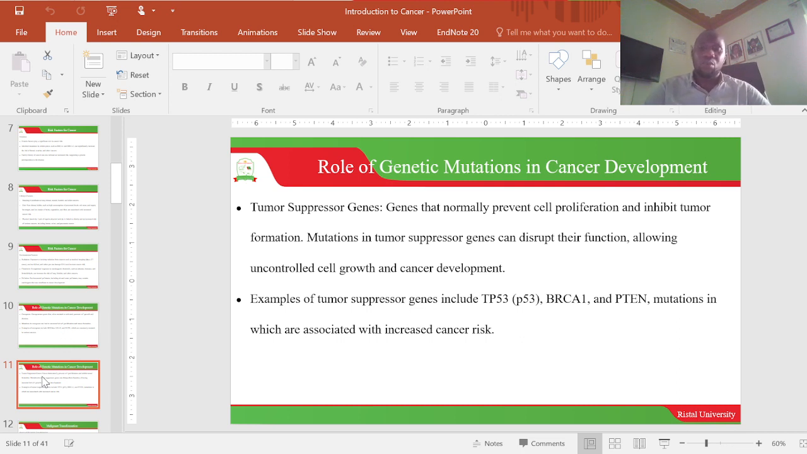So we have a number of tumor suppressor genes. We have TP53, which we also talked about in the regulation of the cell cycle, and then BRCA1, and then PTEN. These are examples of tumor suppressor genes.